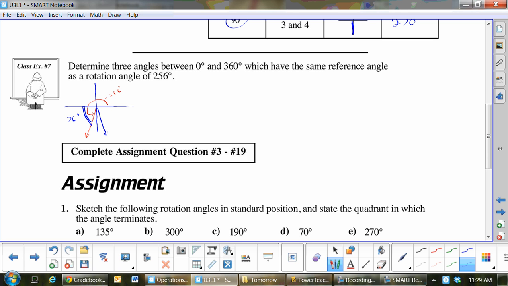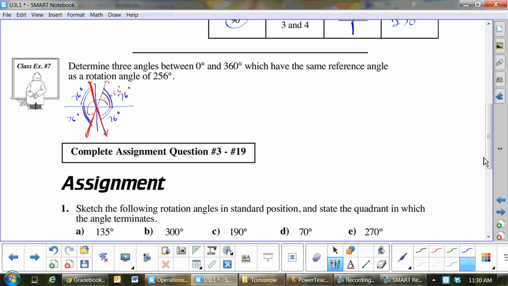This would be a 76er, right? This would be a 76. And I should be doing these in red. Do these all in red. And this would be 76 degrees. Does that make sense that all 4 of those have the same reference angle?